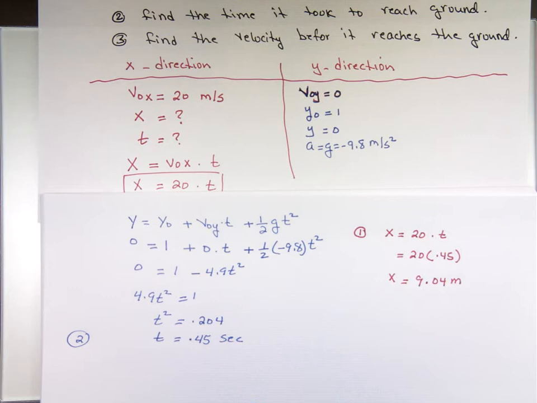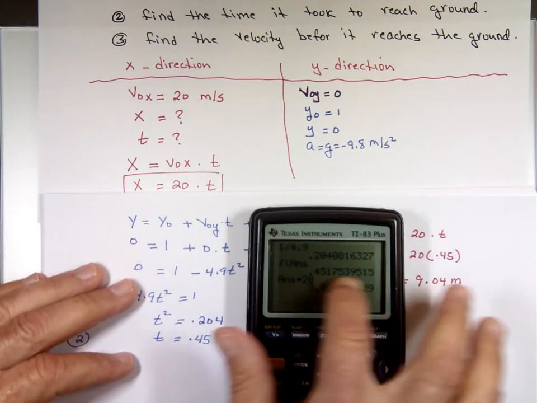I just carry all the numbers on mine. So when I write that number, I'm really using all the digits. Like if you look at mine, I might write 0.45, but I'm using all these digits.